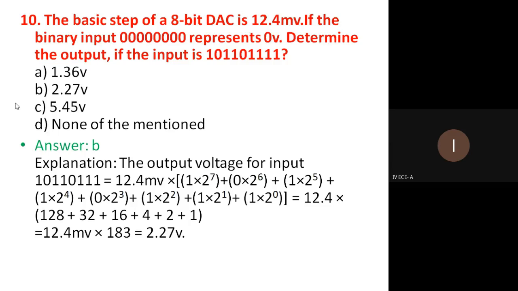Option B, the answer is B. Explanation: the output voltage for input 10110111 is equal to 12.4 millivolt into 1 into 2 power 7, plus 0 into 2 power 6, plus 1 into 2 power 5, plus 1 into 2 power 4, plus 0 into 2 power 3, plus 1 into 2 power 2, plus 1 into 2 power 1, plus 1 into 2 power 0. That equals 12.4 into 128 plus 32 plus 16 plus 4 plus 2 plus 1. So we get 12.4 millivolt into 183, which gives the value 2.27 volt.